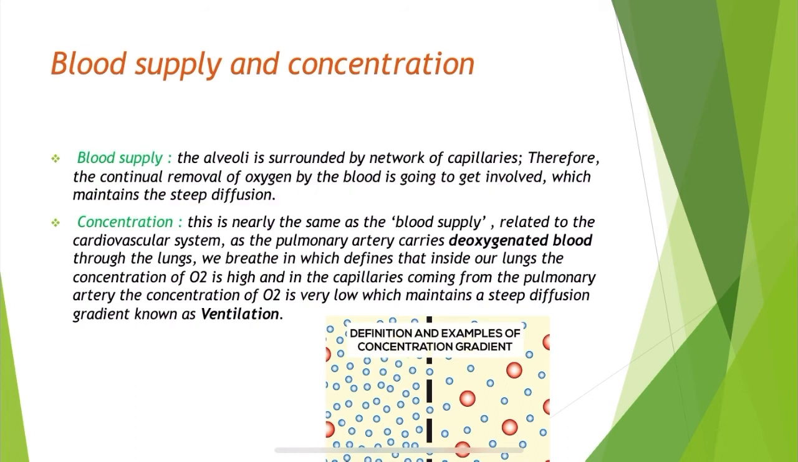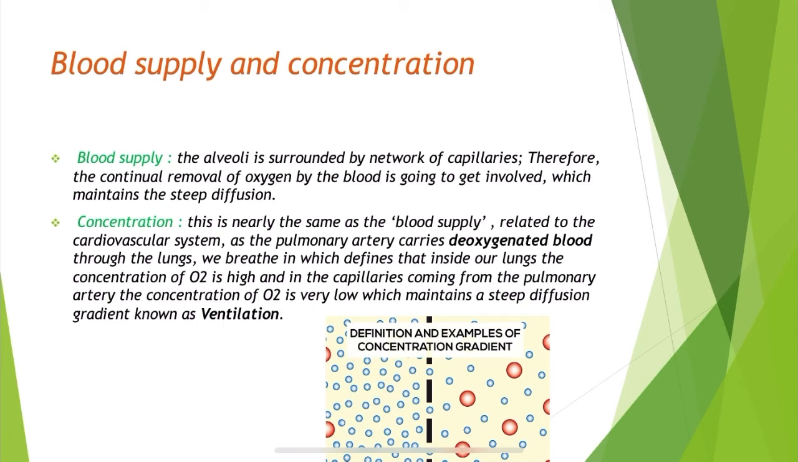And now, the blood supply and concentration. At first, the blood supply. The alveoli are surrounded by a network of capillaries. Therefore, the continual removal of oxygen by the blood is involved, which maintains the steep diffusion gradient. So if the network of capillaries surrounded by the alveoli is high, the rate at which oxygen is removed from those capillaries is much greater, maintaining a steep diffusion gradient.